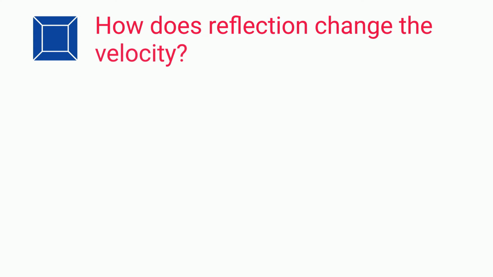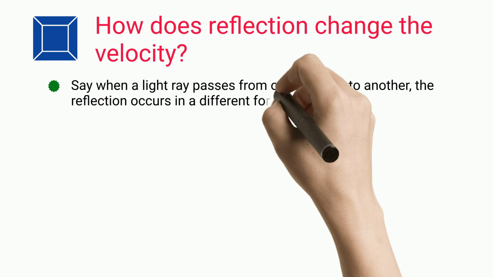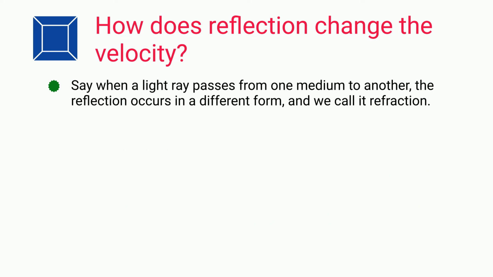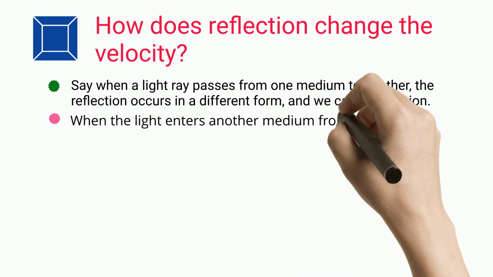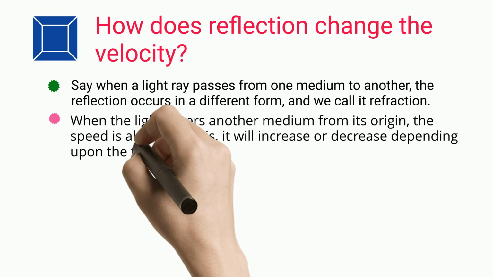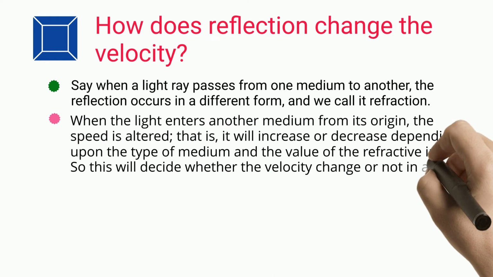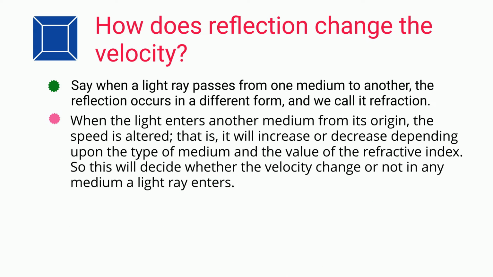How does reflection change the velocity? Say when a light ray passes from one medium to another, the reflection occurs in a different form, and we call it refraction. When the light enters another medium from its origin, the speed is altered. That is, it will increase or decrease depending upon the type of medium and the value of the refractive index. So this will decide whether the velocity changes or not in any medium a light ray enters.